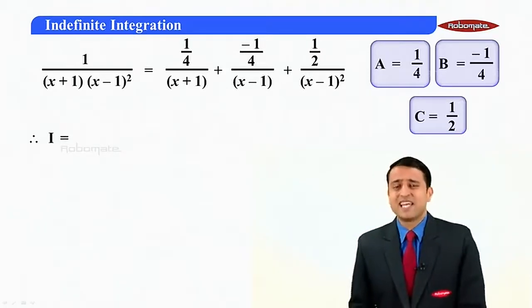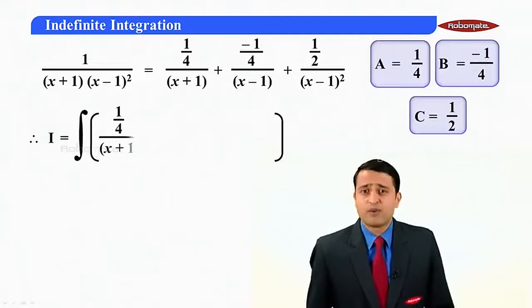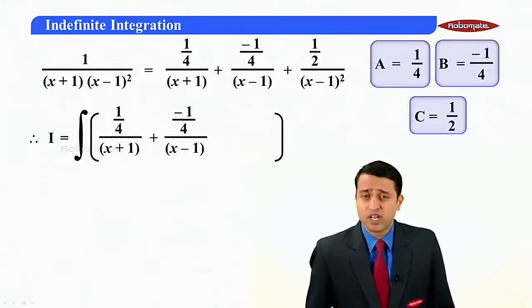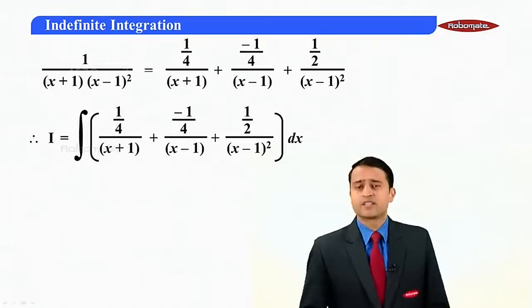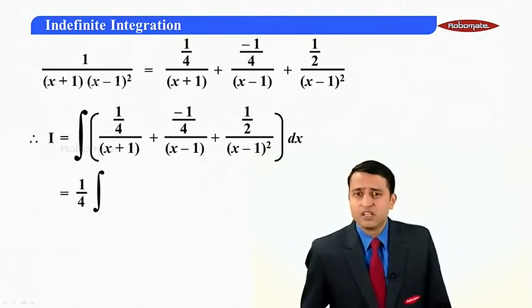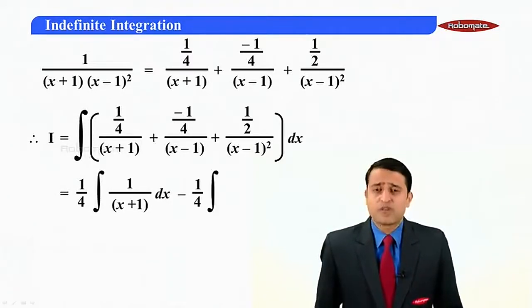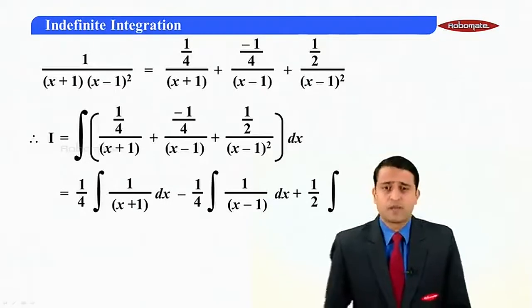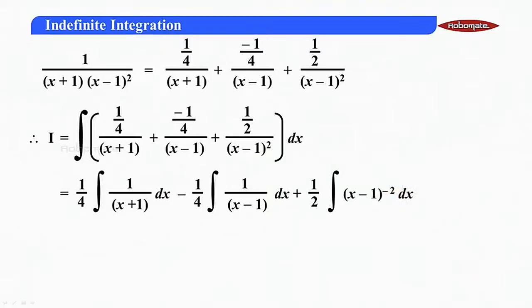Now can I say the integral will therefore become equal to 1 by 4 upon x plus 1 plus minus 1 by 4 upon x minus 1 plus 1 by 2 upon x minus 1 the whole square, dx. Let's separate the integral. So we'll get 1 by 4 integral 1 upon x plus 1 dx minus of 1 by 4 integral 1 upon x minus 1 dx plus 1 by 2 integral of, can I write it as x minus 1 the whole raised to minus 2, correct?